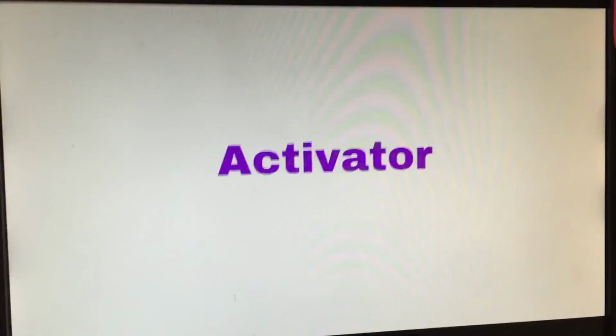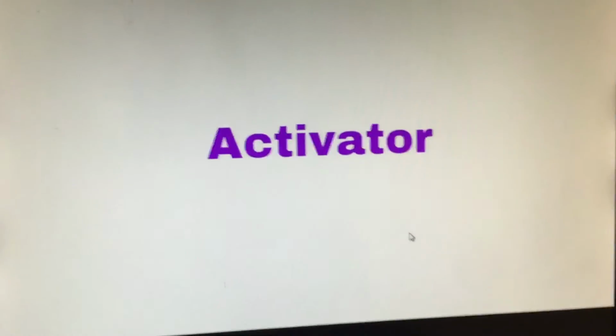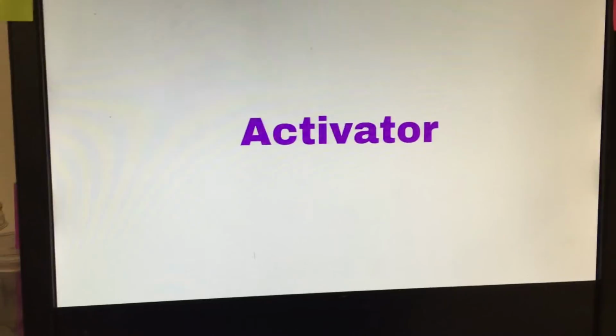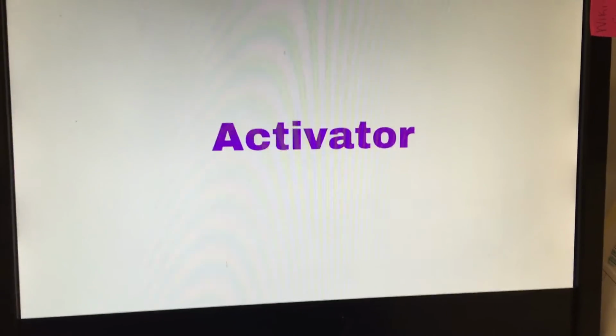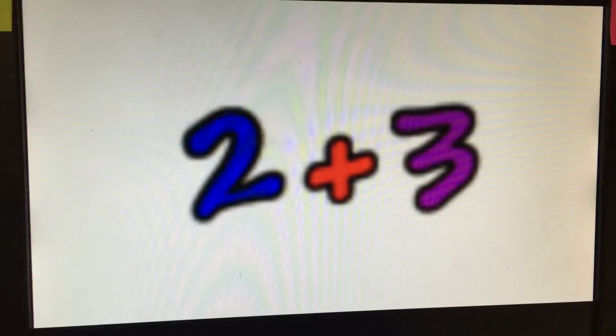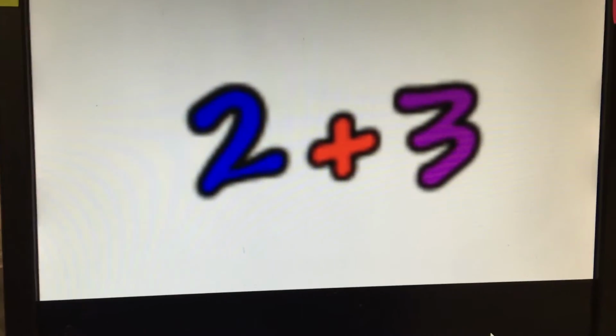Okay guys, so for our activator today, we're going to do something a little bit different. I want you guys to keep up and follow along as I go through this, and this will help you really be ready to get started on what we are learning today. So a good way to get our brains really thinking about it. First things first, what does this equal?